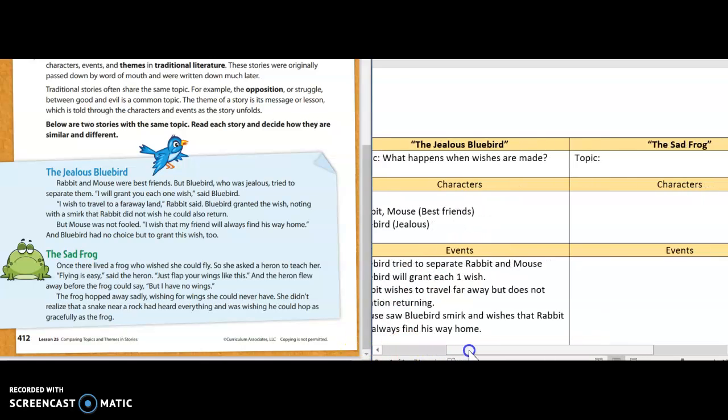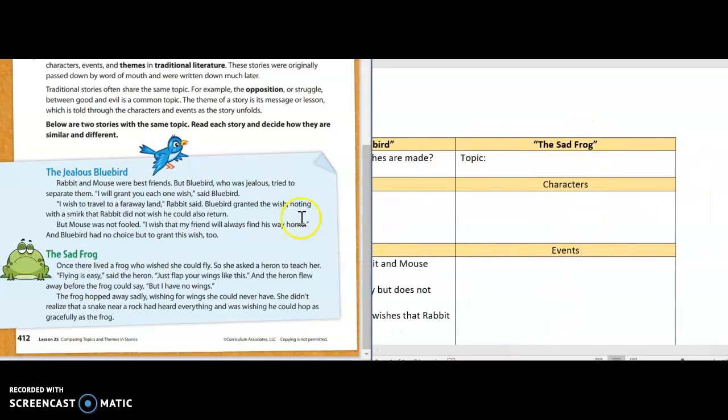We have another short story that we're going to read, and we're filling out the same graphic organizer. This is The Sad Frog. Follow along. "Once there lived a frog who wished she could fly. So she asked a heron to teach her. 'Flying is easy,' said the heron. 'Just flap your wings like this.' And the heron flew away before the frog could say, 'But I have no wings.'"